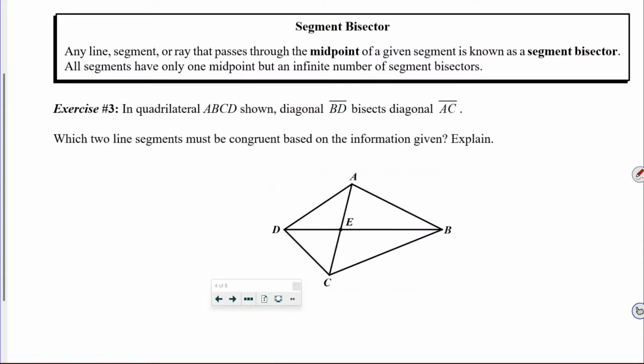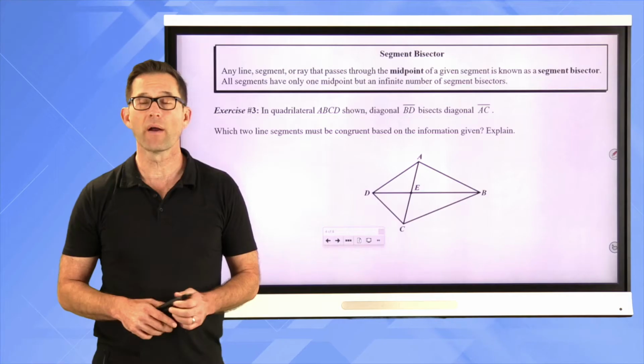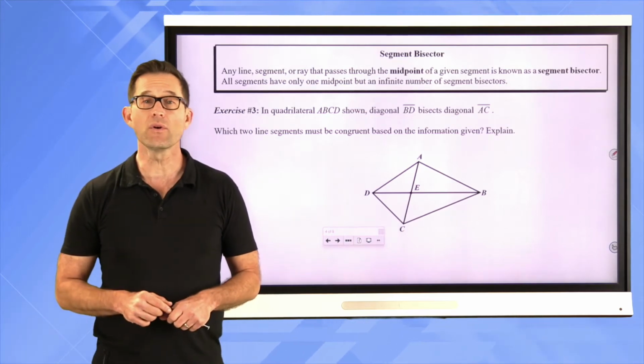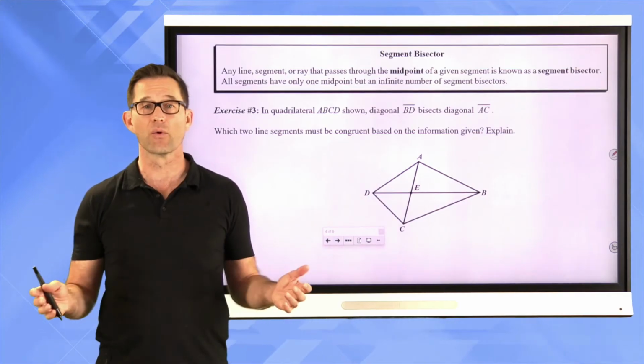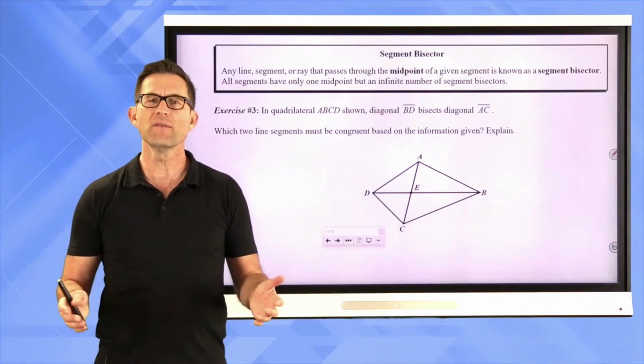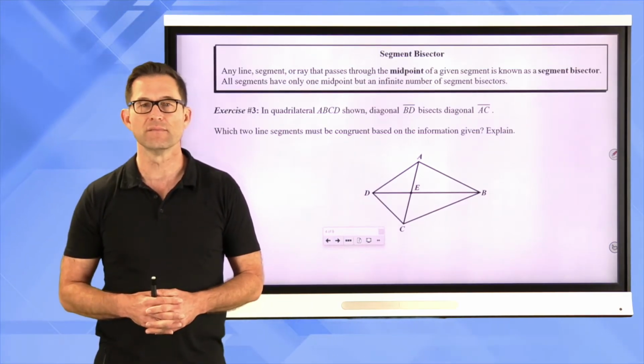In quadrilateral ABCD shown, diagonal BD bisects diagonal AC. Which two line segments must be congruent based on the information given? Explain. All right, pause the video now and see if you can write down which two line segments must be congruent. You might as well write it down as a congruent statement. All right, and then see if you can explain why that's the case.